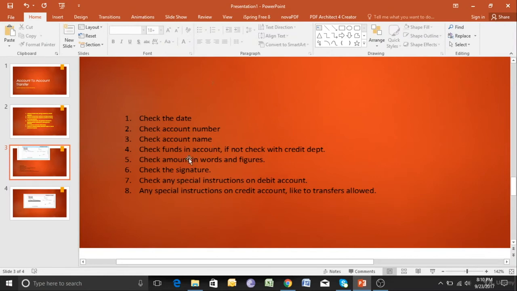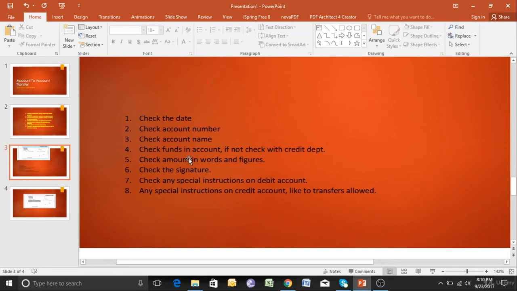Then you check the funds in the account, the account which you are about to debit. Suppose you are transferring from the savings account to a current account, so you need to check if the funds are available in the savings account to transfer or not. Suppose this voucher is for 10,000 US dollars to be transferred from a savings account to a current account, so the savings account must have funds of a minimum of $10,000.